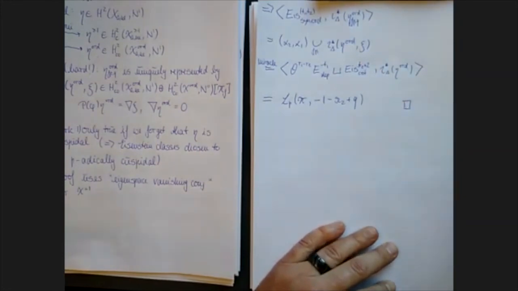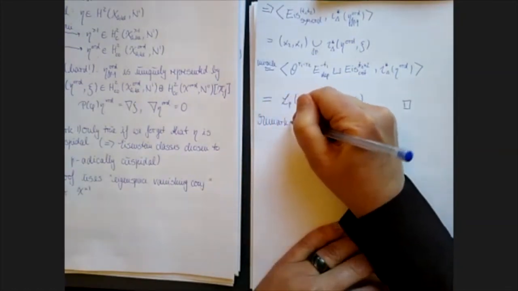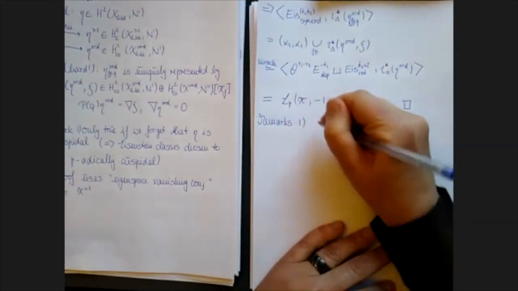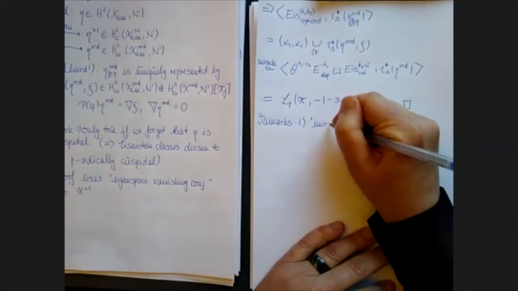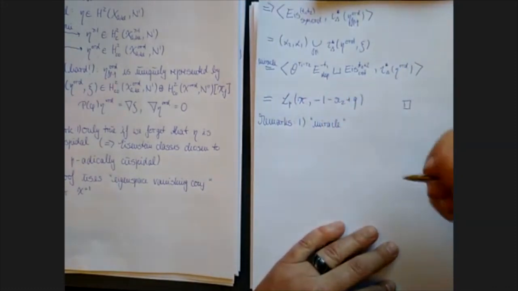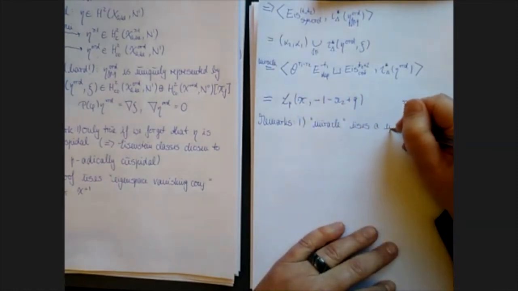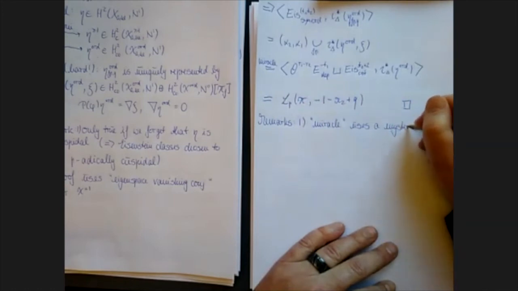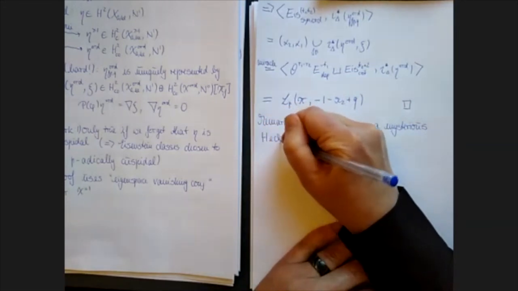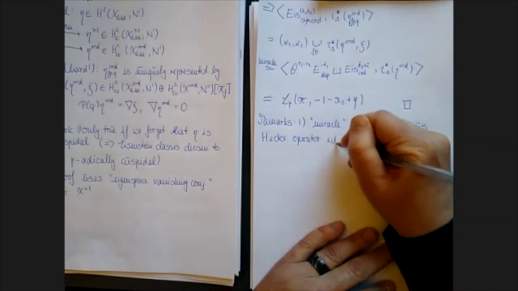So let me make a few remarks here. The first one is that the miracle uses a very mysterious Hecke operator identity.